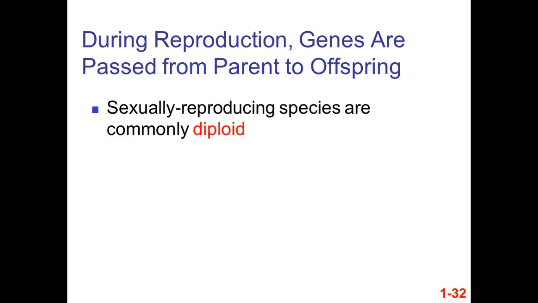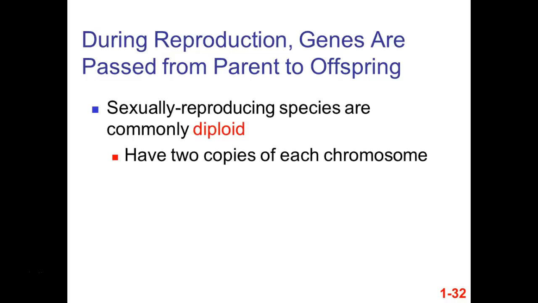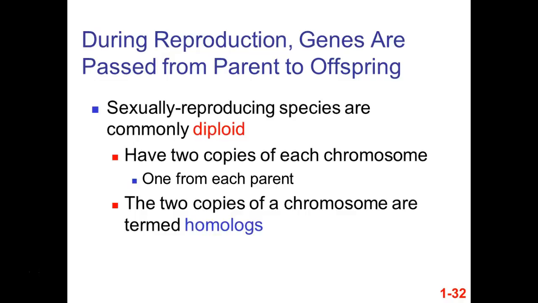So two can be good, and two can be bad. Right? Mostly it's good. We have two copies, so for the most part we have a spare copy. But sometimes you need both those copies to be good, especially with sickle cell. The two copies of the chromosome are said to be homologous, which means they have the same genes, not necessarily the same form of the gene.